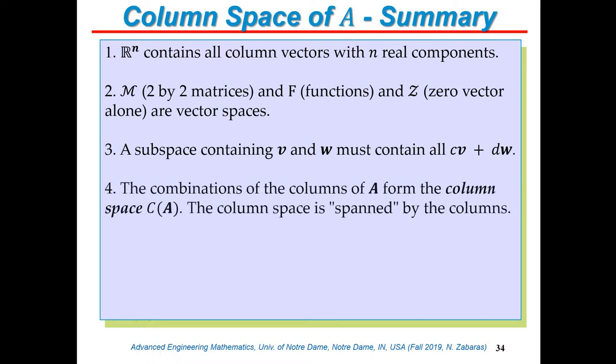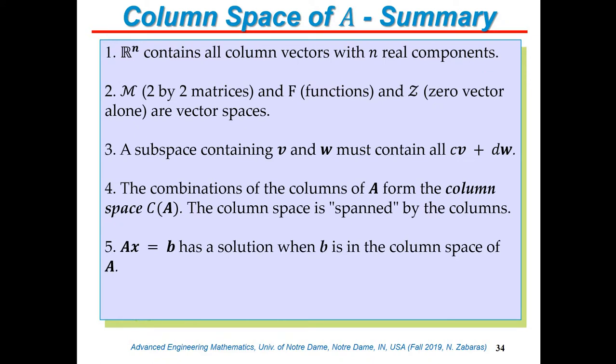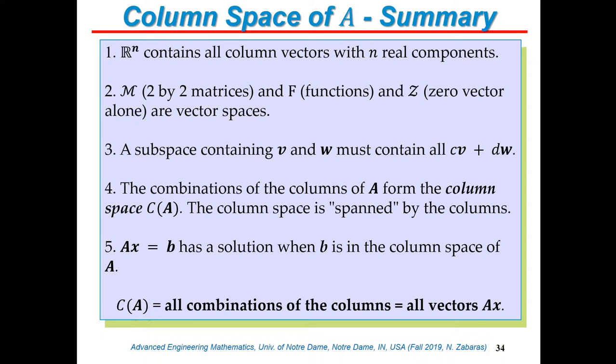Okay, the combinations of the columns define a subspace of Rm, and we call this the column space. So this is one of the four fundamental spaces that we will work with in the next several lectures. The system of equations Ax = b has a solution when b is in the column space of A. Okay, we saw this already multiple times. And again, I remind you that when you look at linear systems of equations, the left-hand side Ax is a linear combination of the columns, and that's why b has to be in the column space for Ax = b to have a solution.